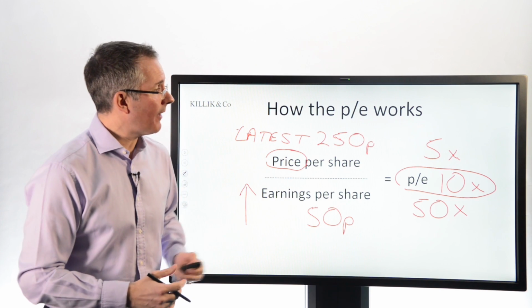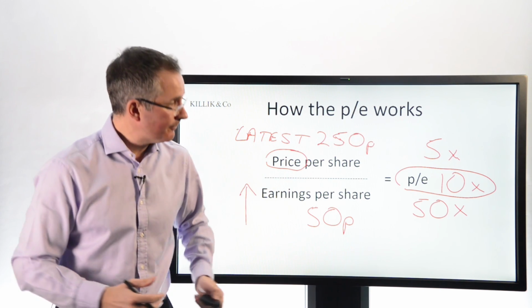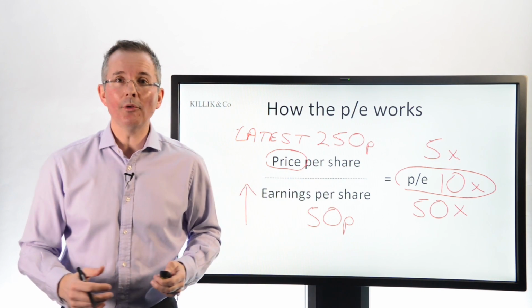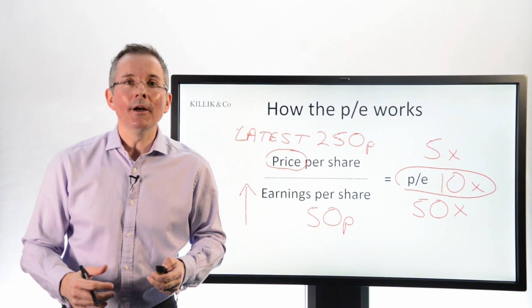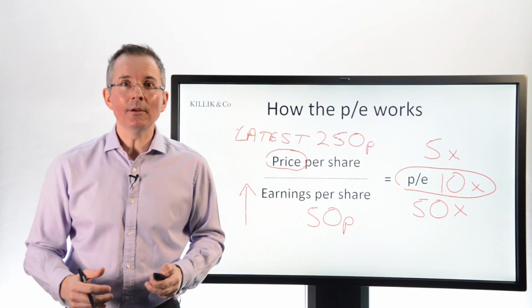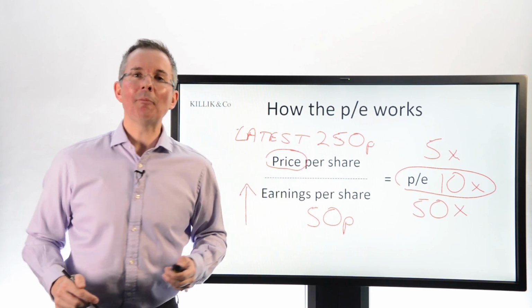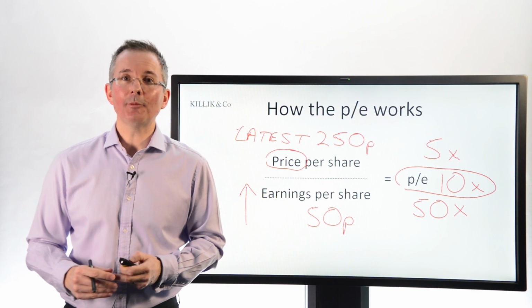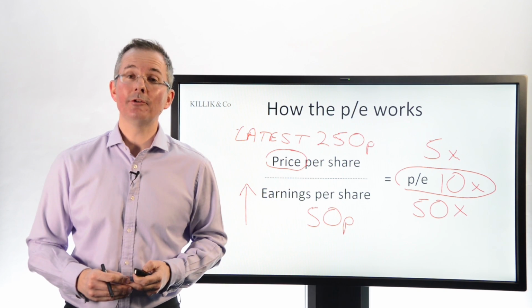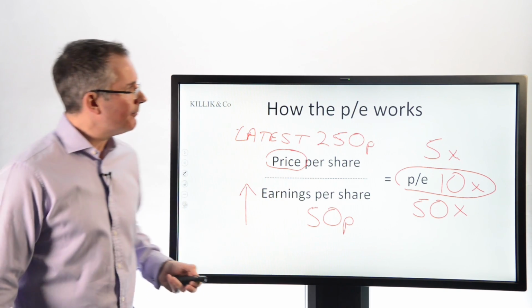Okay? If, on the other hand, the FTSE 100 companies all traded on PE multiples of just 5, then you'd say that 10 suddenly looks like quite a lot to pay for one year's earnings per share. All right? But there is a degree of subjectivity and judgment here. So let's sum that up.